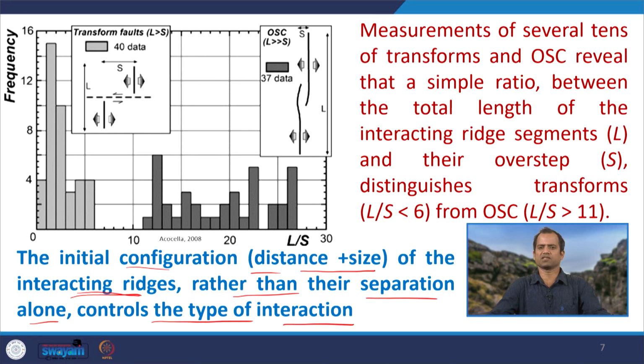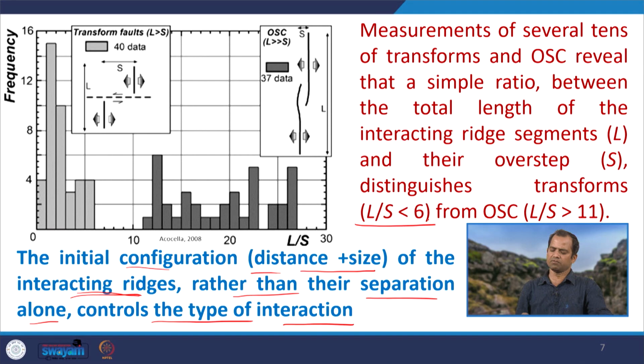So, measurements of several tens of transforms and OCS reveal that a simple ratio between the total length of the interacting ridge segment, that is L, and their oversteps, that is S, distinguishes transform from OCS. So, if you see here, that is L by S, if it is less than 6, then we are getting a transform fault, and if it is greater than 11, then we are getting an OCS, overlapping spreading center.